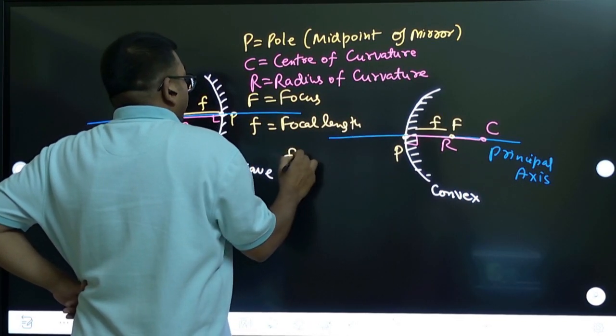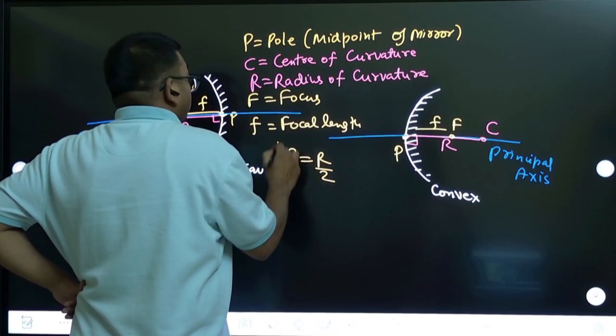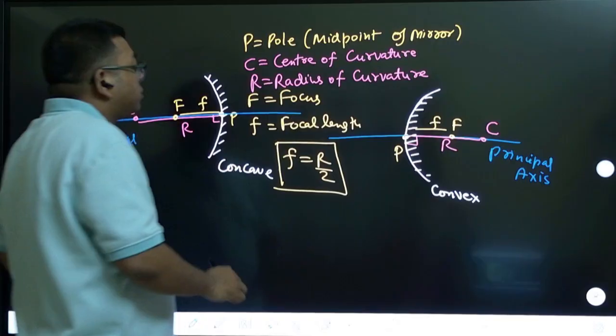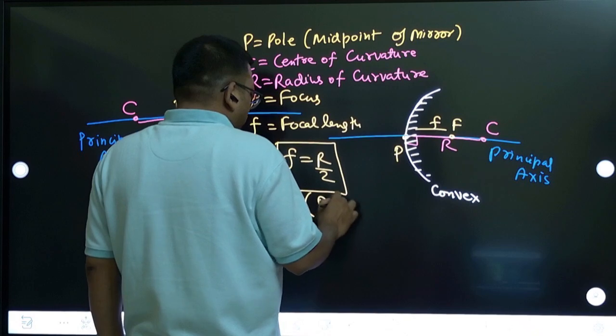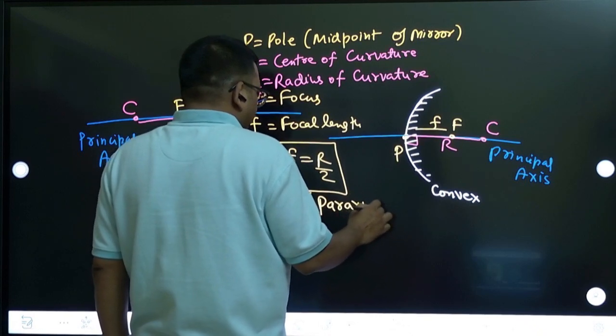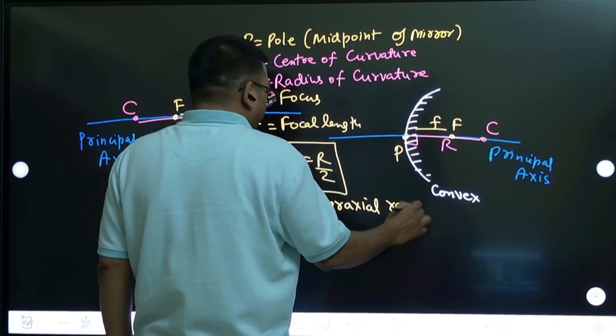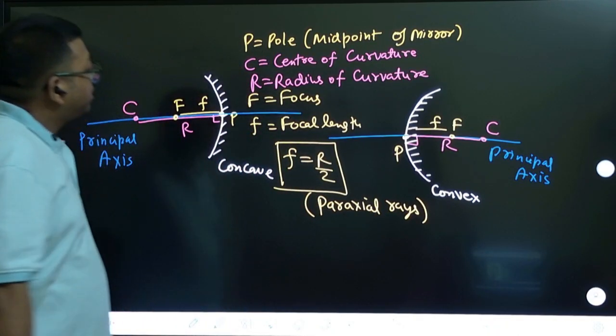And focal length is going to be equal to R by 2, half of the radius of curvature, because it is paraxial rays. All the rays we are going to take are paraxial rays. That is why we are taking it like this.